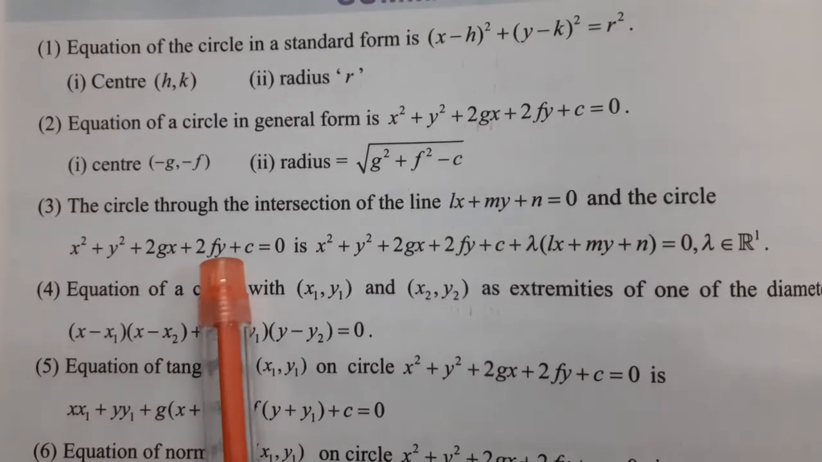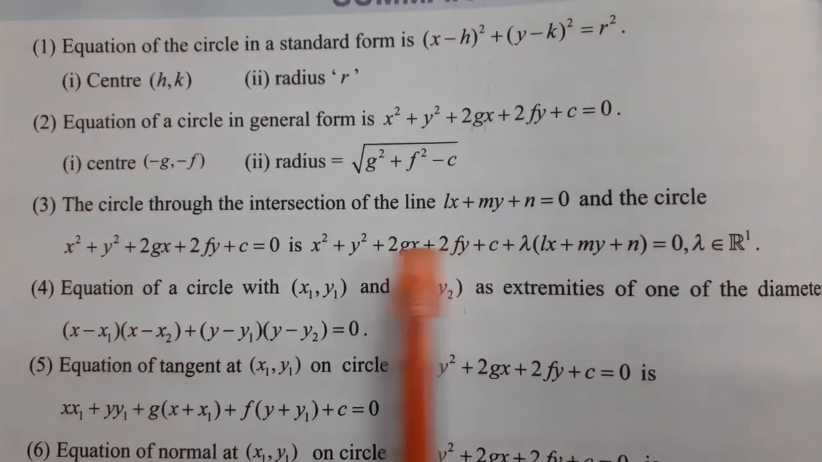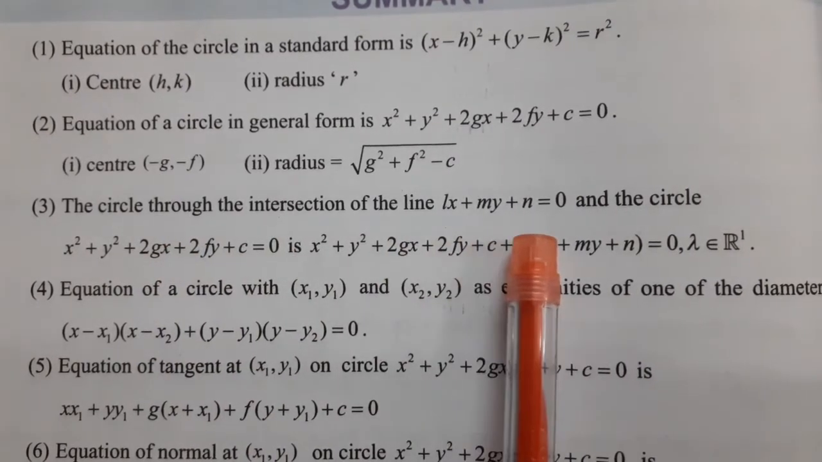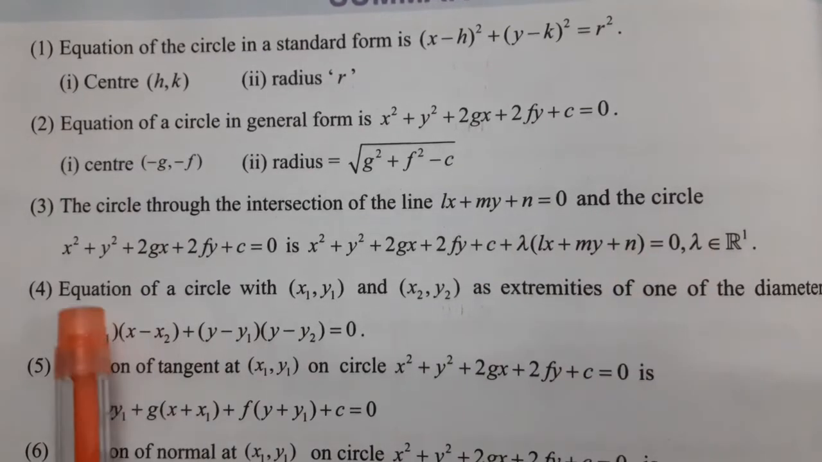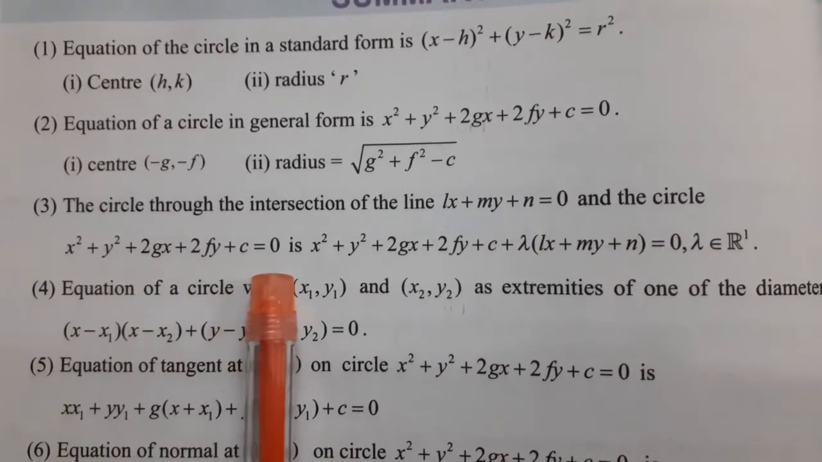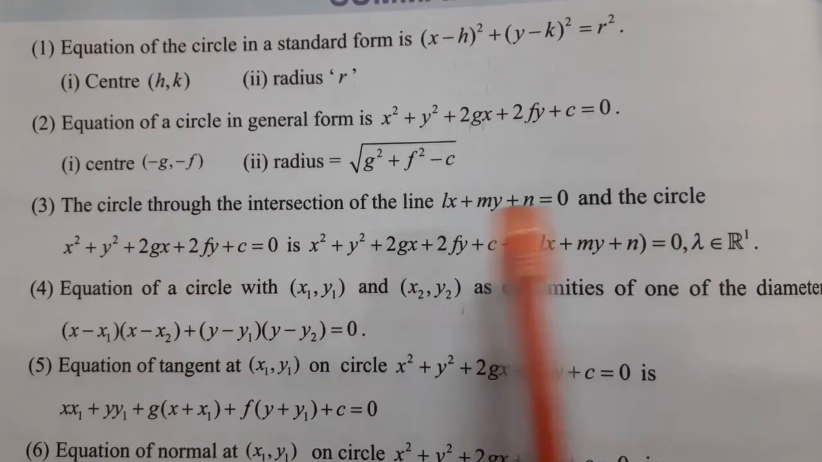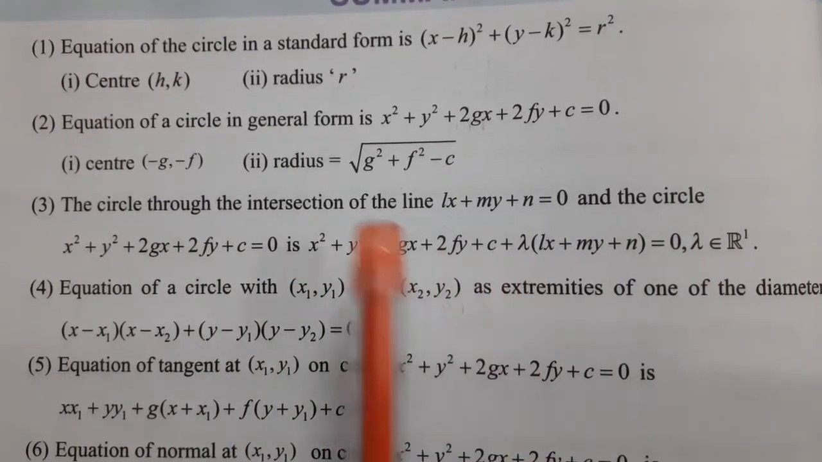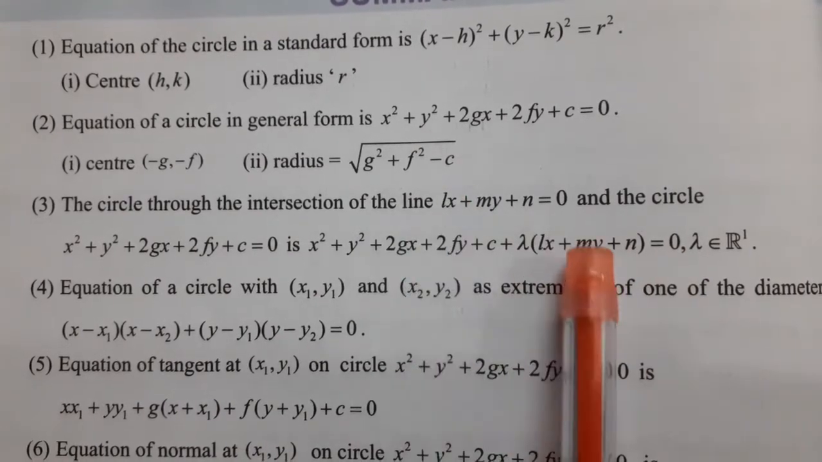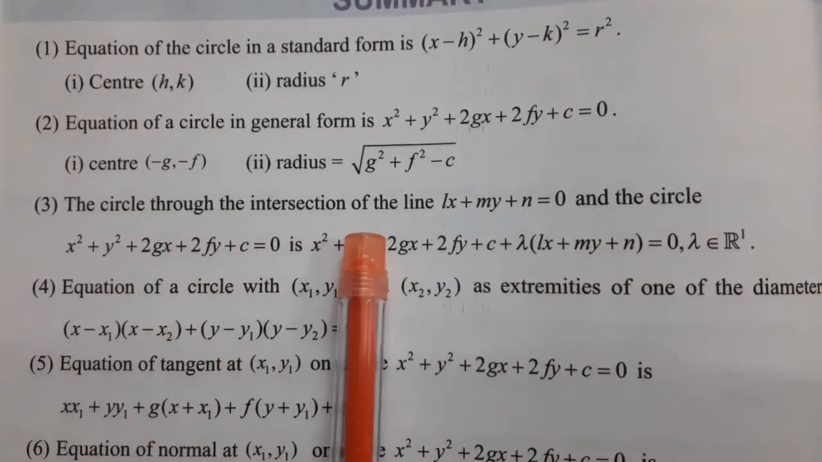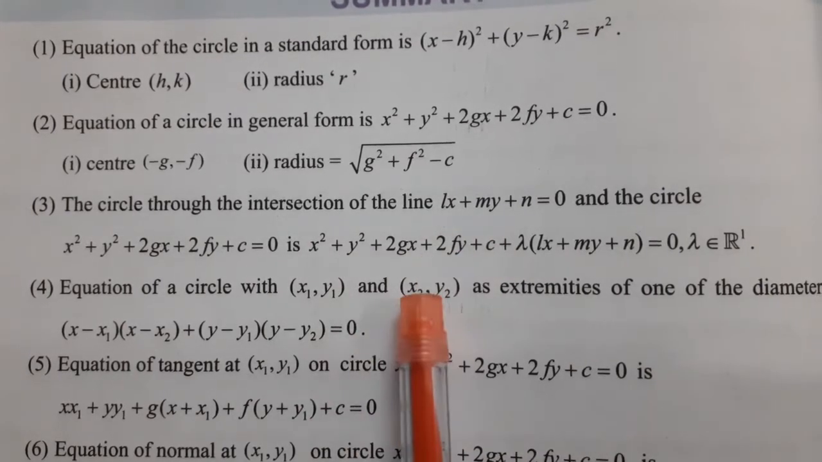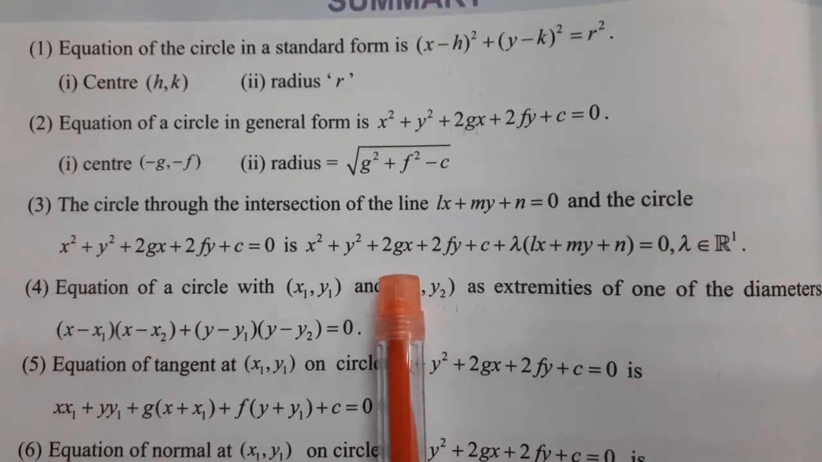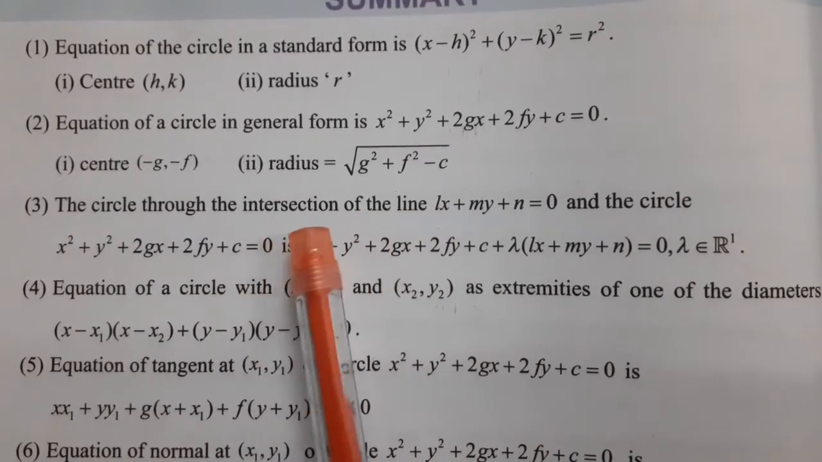Next, the circle through the point of intersection of the line. Take the line lx plus my plus n equal to 0 and the circle x square plus y square plus 2gx plus 2fy plus c equal to 0. What does the circle become? It becomes x square plus y square plus 2gx plus 2fy plus c plus lambda into that line. The circle passes through the intersection of the line; intersection means the circle cuts the line.